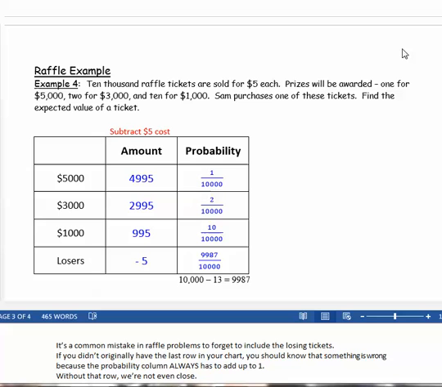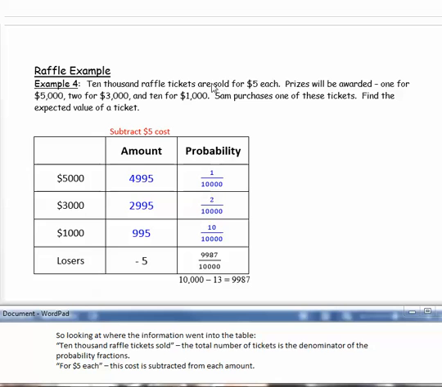It's a common mistake in raffle problems to forget to include the losing tickets. If you didn't originally have the last row in your chart, you should know that something's wrong because the probability column always has to add up to 1. Without that row, we're not even close.